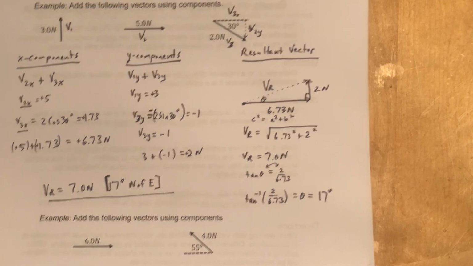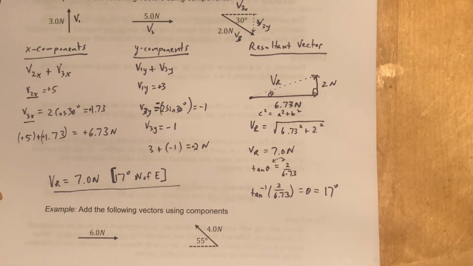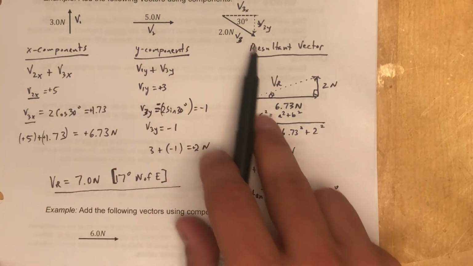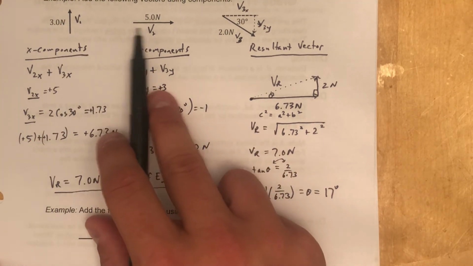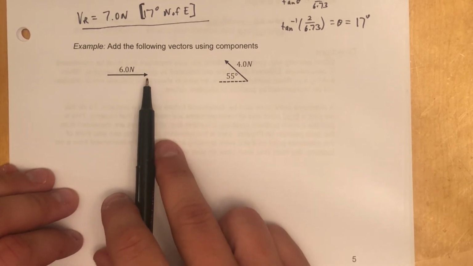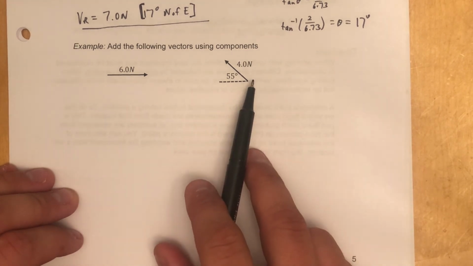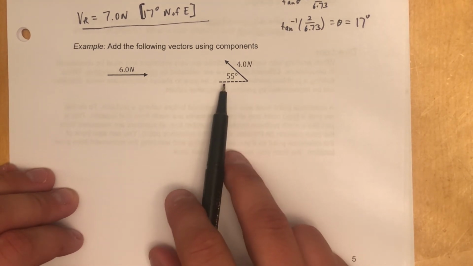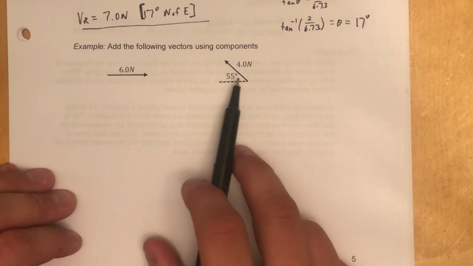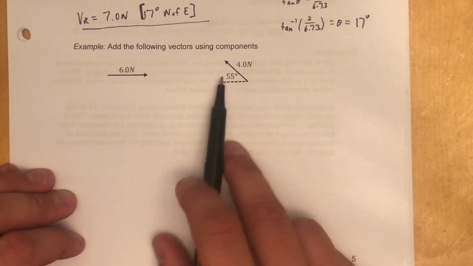So let's go through one more example here. So this one had some values going up, some going down, and then some going to the right. This next example here, we have one vector that's going east, and then we have one vector that's going 55 degrees north of west. So be aware there is going to be a negative value right over here.